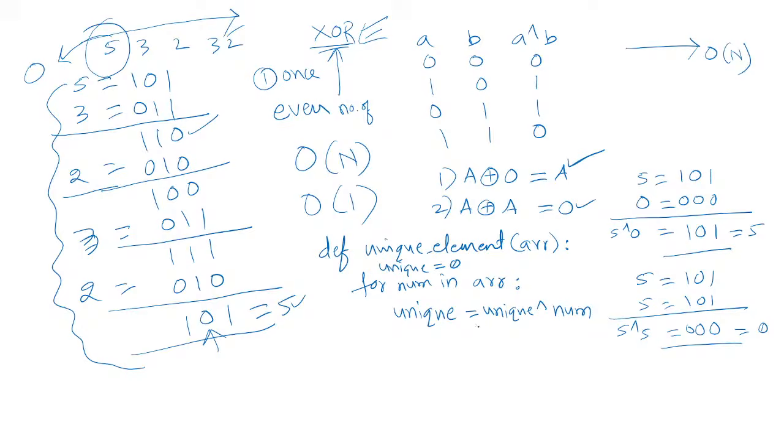This can be written in short form. Instead of writing it this way, in short form you can write unique caret equals num. That means perform XOR with num and store the result back in unique. And finally, what do you need to return? You return this unique, the unique element in the array. That's it. Just see here, 3 lines of code, the most efficient solution for this problem.